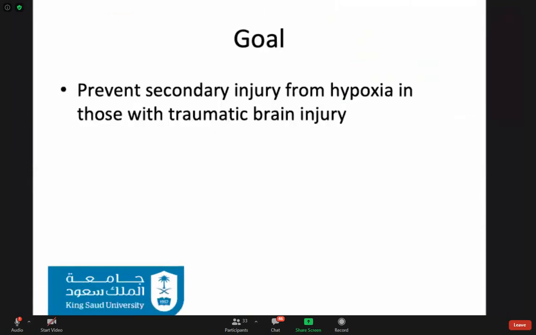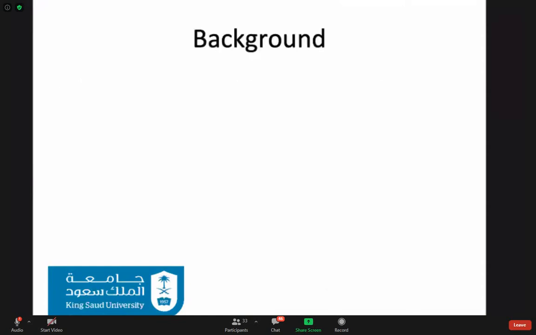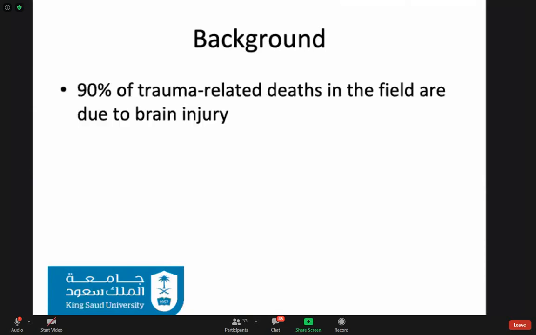So patients who come in with traumatic brain injury, the main goal is to prevent any secondary injury from hypoxia, because that leads to further exacerbation of their initial injury. Okay, so background, 90% of trauma-related deaths in the field are due to brain injury. So this tells you of how significant this subject is.